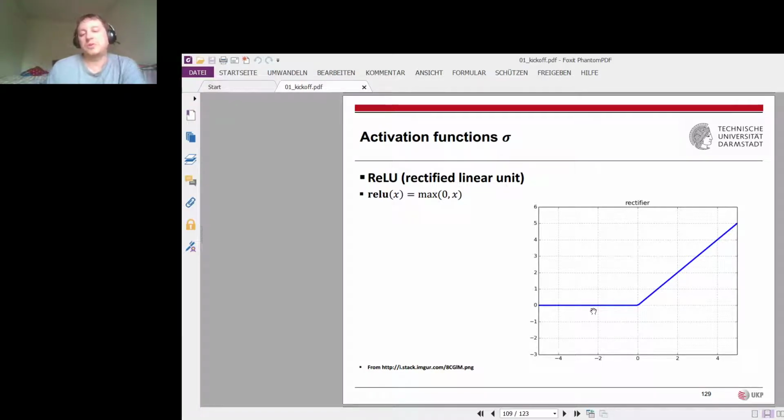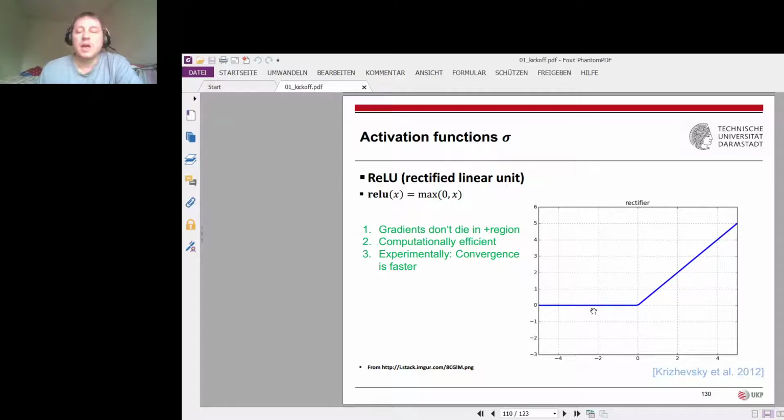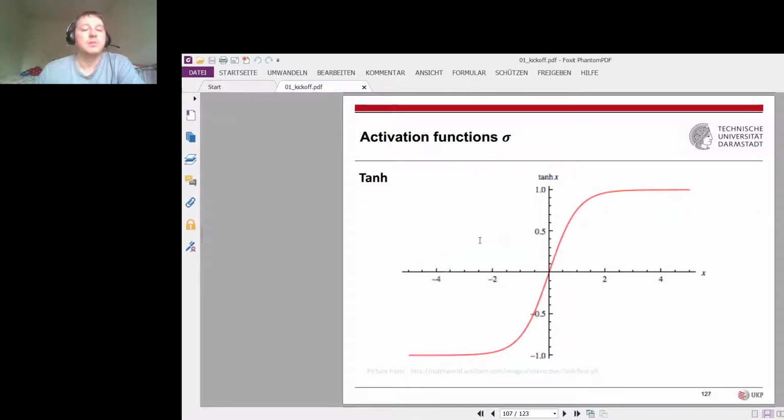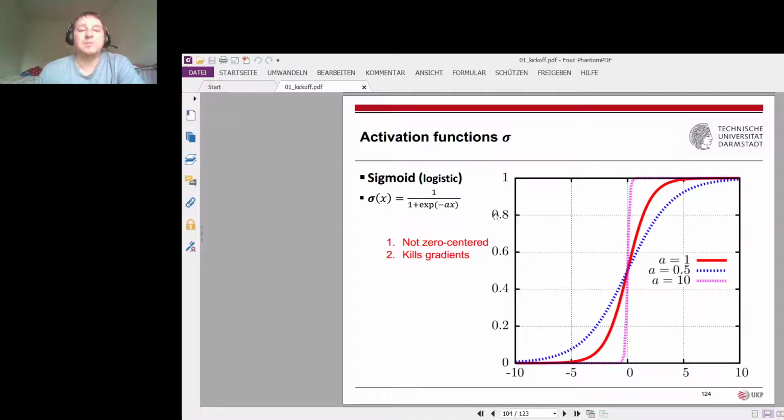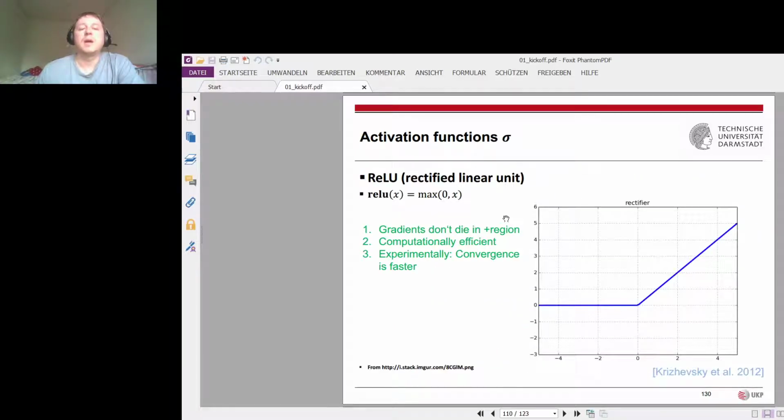So this was proposed around 2010 as an activation function, and it has many pluses. The gradients don't die in the positive region, so we don't have this property that the derivative becomes 0. You see the derivative here is 1 because the derivative of x is 1. So you don't have gradients that become 0. This is very good. It's also computationally efficient. You don't have to do exponentiation, which you have to do for the sigmoid function. So that's cool.